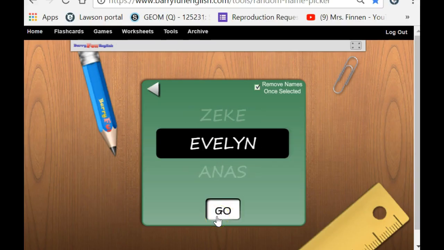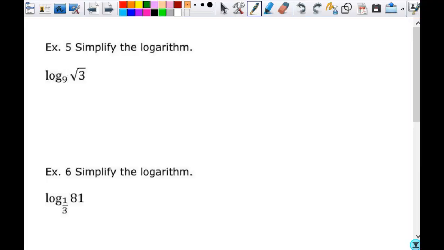All right, Evelyn, can you help me through this one? How would I, I'm going to set this equal to k, and then what do I do? Okay.